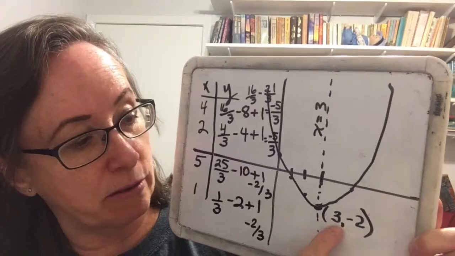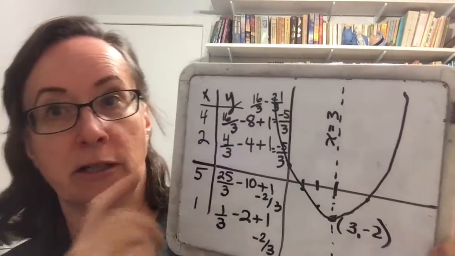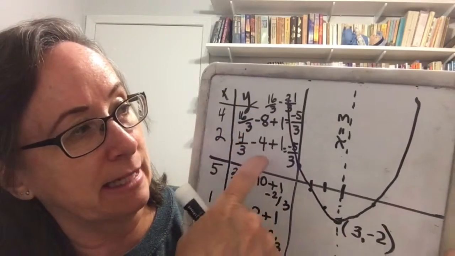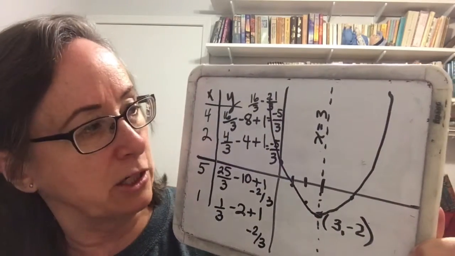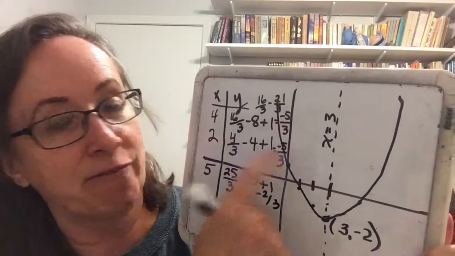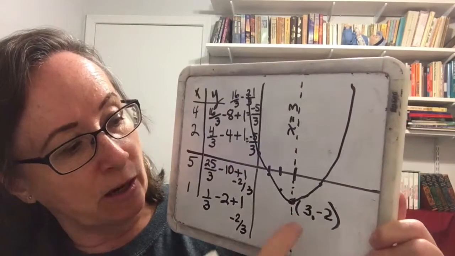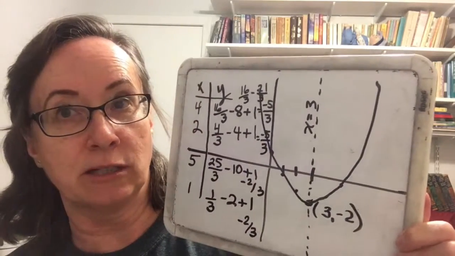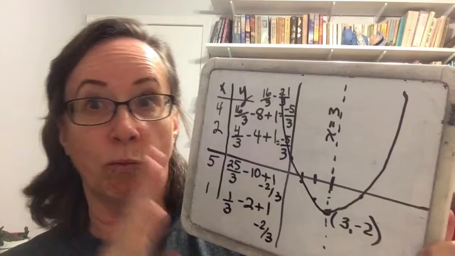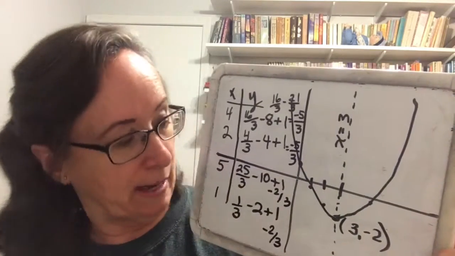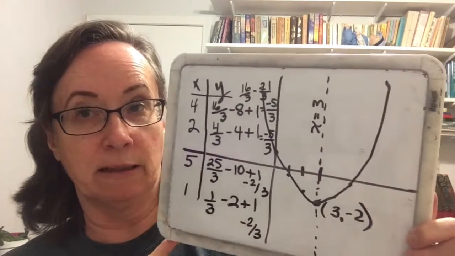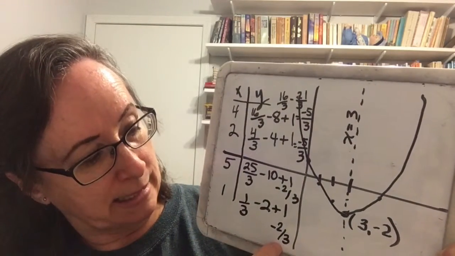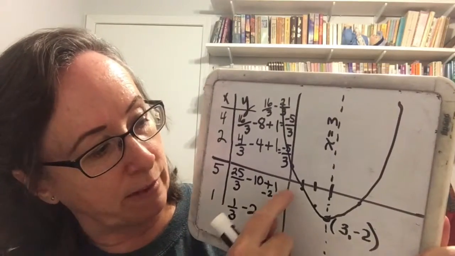So I chose 3, and then I put a 4 and a 2, which are on either side of 3, and I calculated by plugging into the equation, and I ended up getting negative 5/3 for both of those. So at 4, I get a negative 5/3, and at 2, I get a negative 5/3, and I graphed those. And then I went one more step to the right and the left, and that was at 5 and 1, one more step from the point x is 3. And I calculated them out, and I ended up getting negative 2/3 for each one of those.